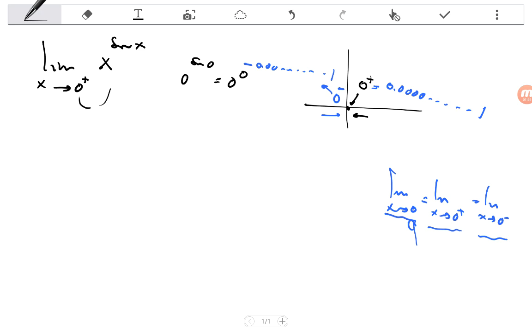Okay? Let's return to our problem. So this will give me 0 power 0. If I'm going to apply L'Hopital's rule, I must first be sure that it is one of the 7 indeterminate quantities.